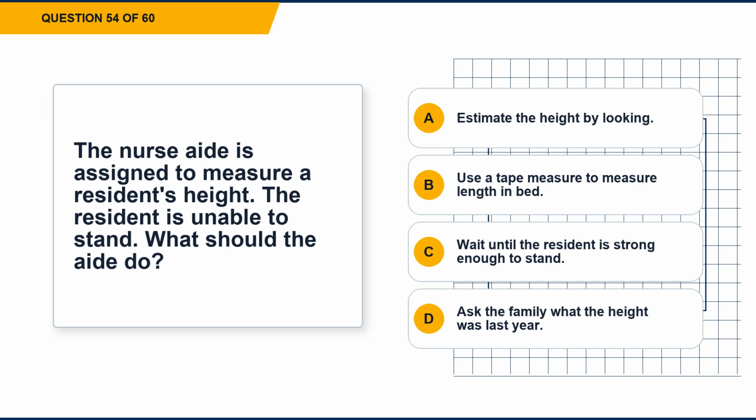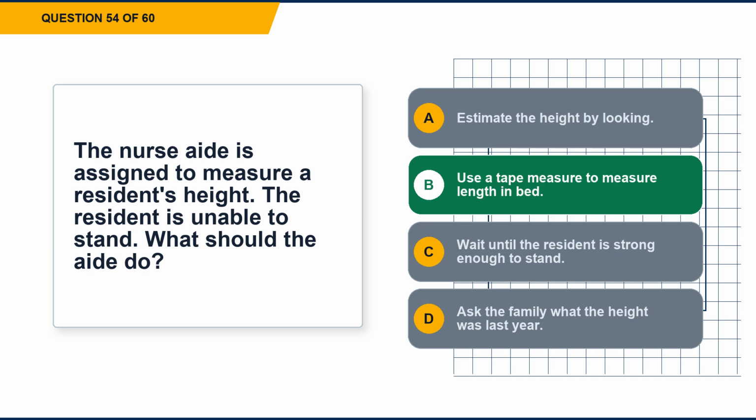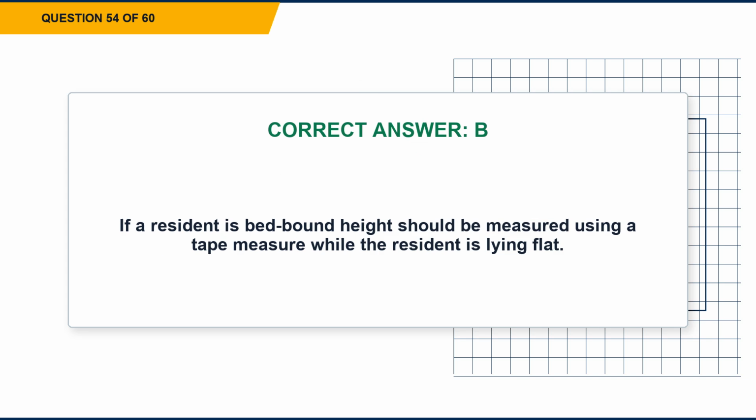Question 54. The nurse aide is assigned to measure a resident's height. The resident is unable to stand. What should the aide do? Option A, estimate the height by looking. Option B, use a tape measure to measure length in bed. Option C, wait until the resident is strong enough to stand. Option D, ask the family what the height was last year. The correct answer is option B, use a tape measure to measure length in bed. Explanation: If a resident is bedbound, height should be measured using a tape measure while the resident is lying flat.